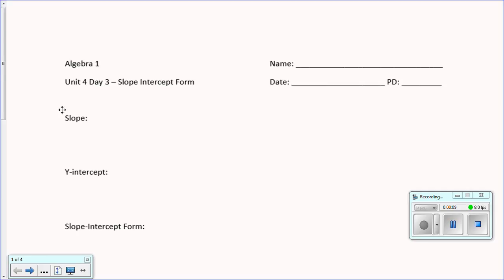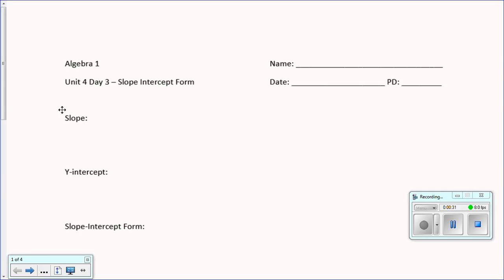So we talked about slope-intercept form today. Now we're actually going to apply it to something a little bit more, not intense, but we're going to talk about how to graph it and how to write it. Graphing and writing slope-intercept form, that's what we're doing today. I've got the copy of the notes right next to me.